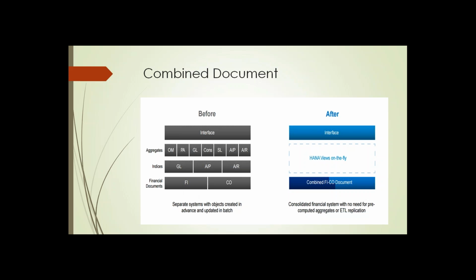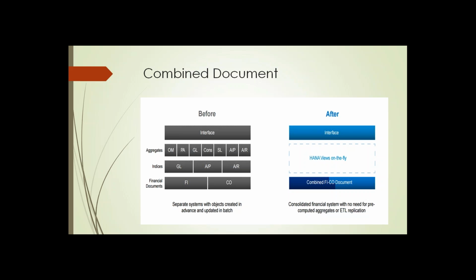Whenever I pass these entries, at the same time they are affected in my indices tables also. So I have some indices for GL, I have some indices for AP, I have some indices for AR. These tables are the indices. At the same time, it is also getting stored as the aggregates.